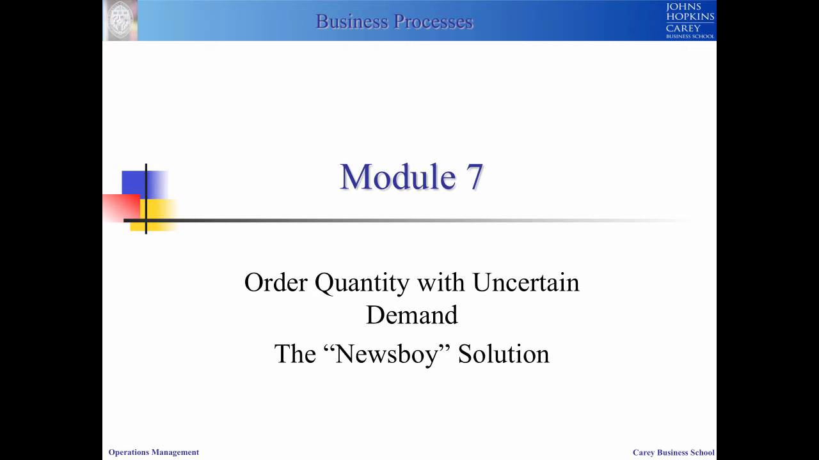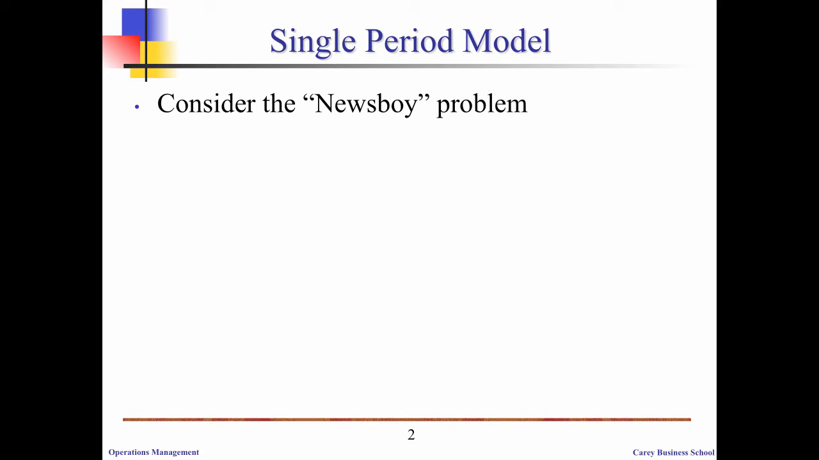The concept highlighted in this module deals with the problem of finding an optimal order quantity in the face of uncertain demand. The story that motivates our analysis was originally referred to as the Newsboy problem. More modern texts will call this the news vendor problem, but the story is the same.